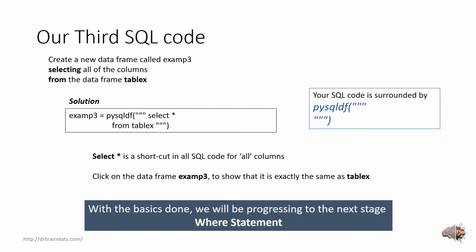In our next example, we want to select all of the columns from a data frame tablex. In this scenario, you're going to see that we don't need to write down every single column individually. We can use select star. This is a shortcut in all SQL code, which means all columns. So if you click on data frame exam3, it will show you exactly the same table as tablex. With the basics done, we will now progress to the next stage, the where statement.